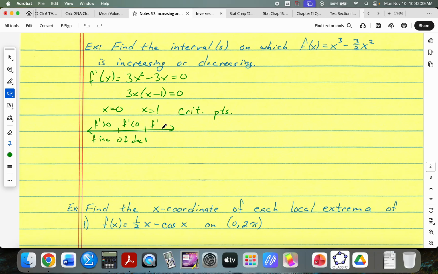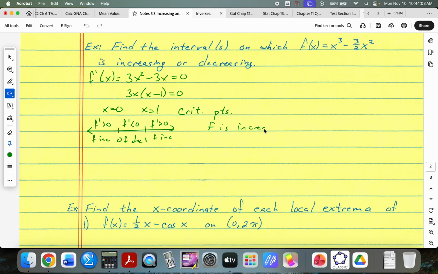And if I pick a value larger than 1, say 2, substitute in, I get a positive times a positive, so f prime is greater than 1, so f is increasing.